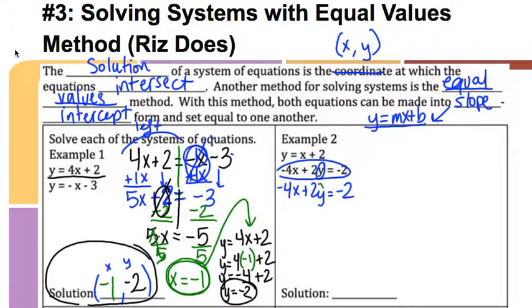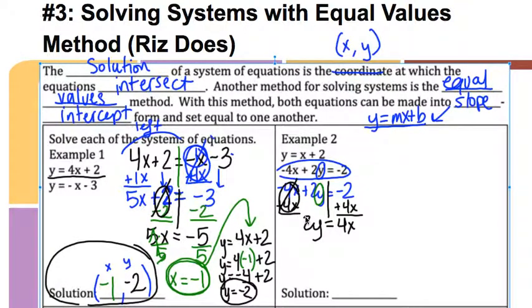And I want to try and get y by itself. So I'm going to do this quickly because we should know how to do this by now. I'm going to add 4x to both sides. This creates a 0 pair. So now I've got 2y equals 4x minus 2. I just brought this down. And I divide everything by 2. So that makes y equals 4 divided by 2 is 2x. 2 divided by 2 is 1. So y equals 2x minus 1.